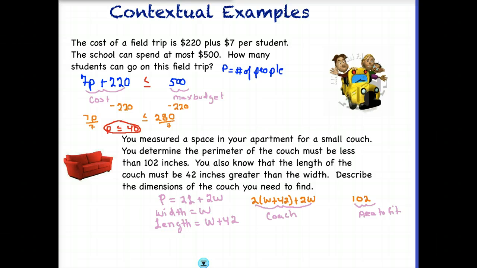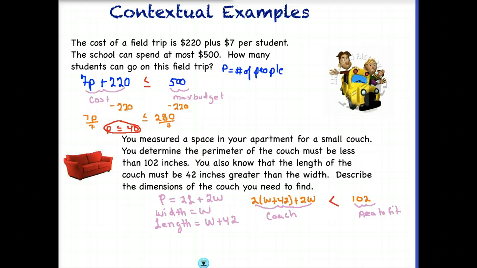So what would our inequality be in this situation? Well, it says up here, less than 102. Not equal to it, just less than. And so that would be the correct inequality for that. And if we wanted to, we could actually find the dimensions of the couch as far as we could solve for W and find out what the width would be. We could plug that in here and then figure out what the length would be. Okay, but all it says is describe the dimensions of the couch you need to find, and we'll go ahead and stop at this point.